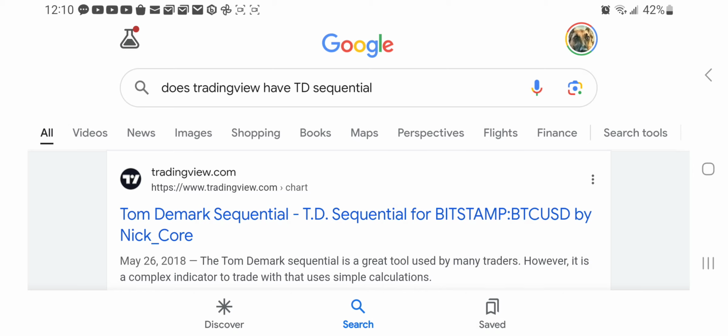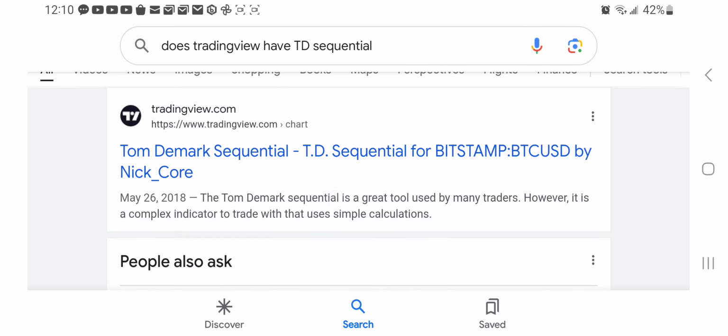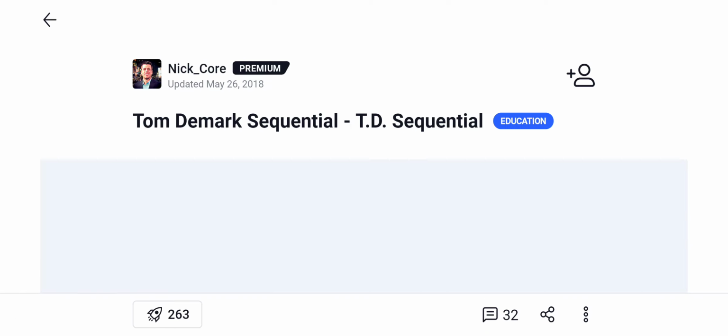So here's Google. I said, does TradingView have TD Sequential? This first one that popped up, Tom DeMark, is really good. It's a really good explanation of it. Basically it gives you a description. I'm not going to read the whole thing. If you want to read it, you can pause the video and do so. So you can see there's a link here, right? Right here you can see this link.